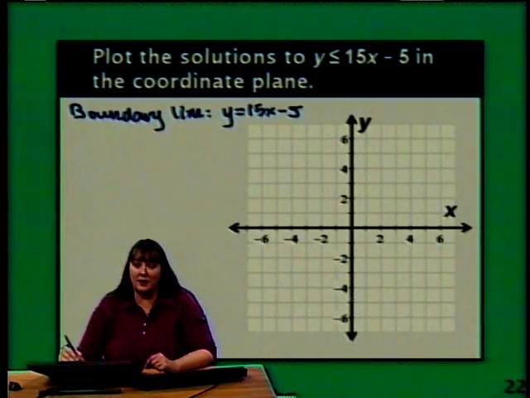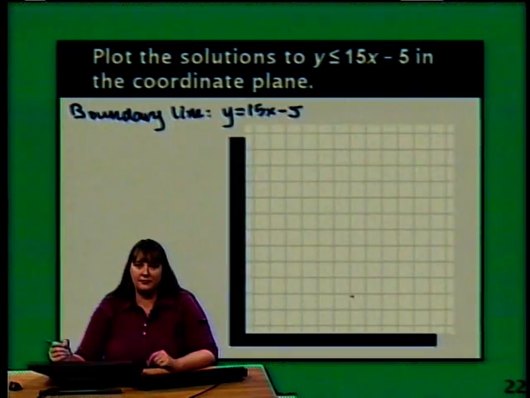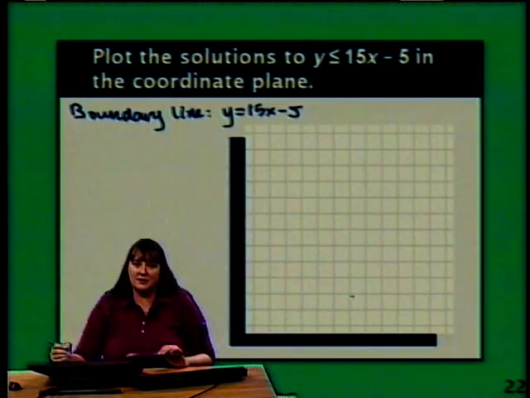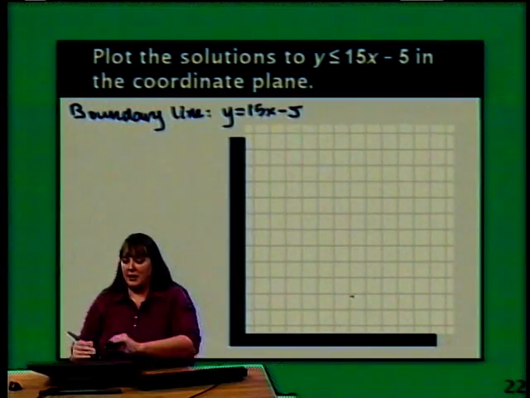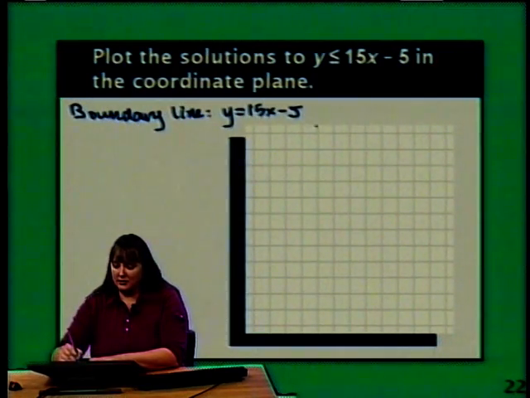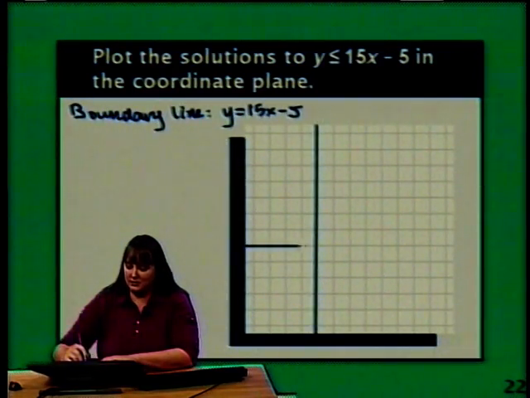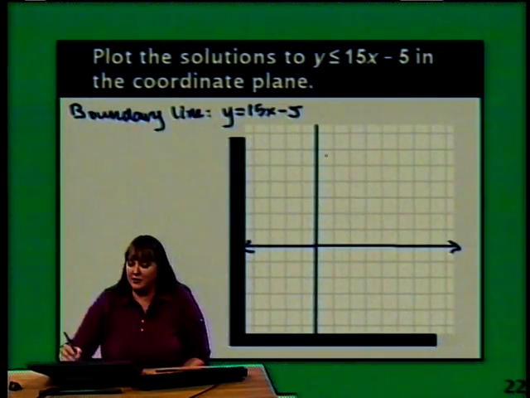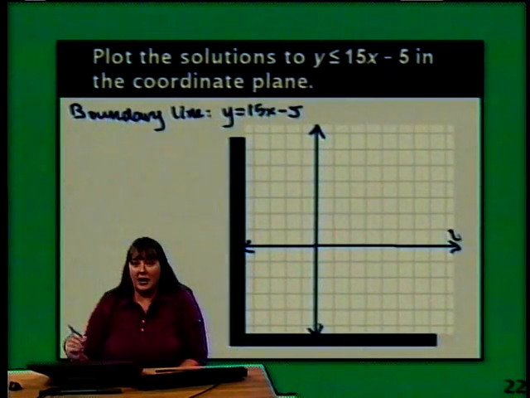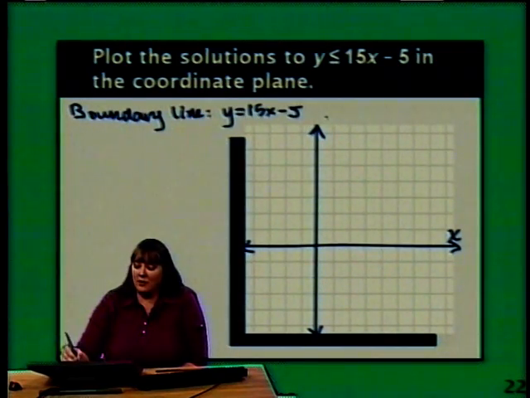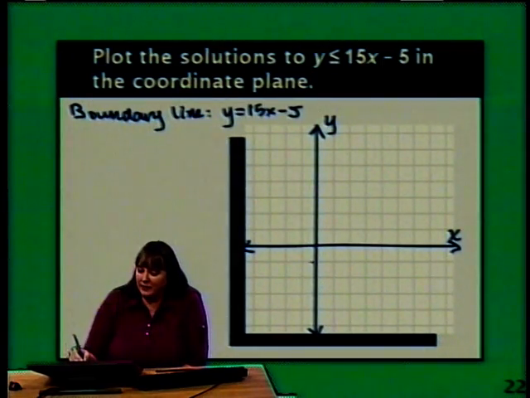But if I start at (0, -5) and try to rise 15, I'm going to be off this grid. So I think I want to start with a blank sheet of graph paper and set up my own axes. So in this case, I need to make sure that on the y-axis I'm able to plot the point (0, -5) and also that I'm able to use the slope of 15. As I'm thinking about my scales for my axes, I need to make sure I can plot the point (0, -5) and use my rise of 15. So I think on the y-axis, it would make sense to use a scale of 5. That should work here.